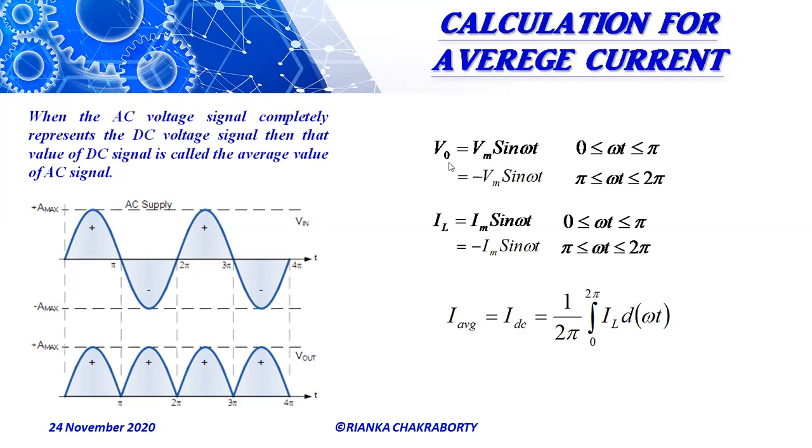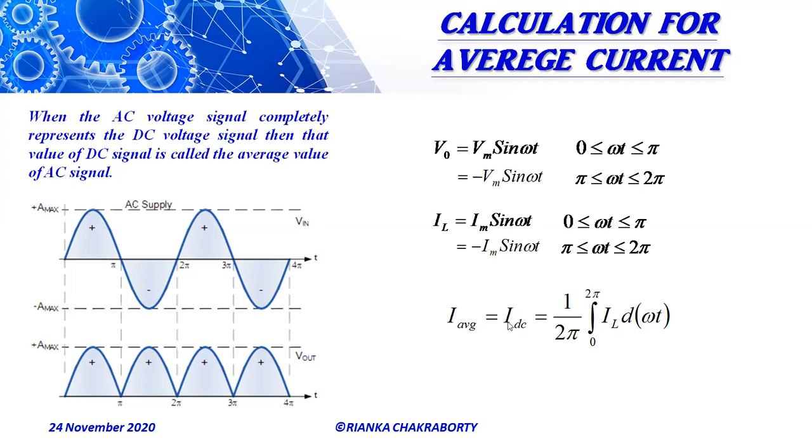So we can say that here V0 equals Vm sin omega t when omega t is between 0 to pi, and minus Vm sin omega t when omega t is between pi to 2 pi. This is for the negative half cycle actually. And IL equals Im sin omega t when omega t is between 0 to pi, and for the negative half cycle we can say that IL equals minus Im sin omega t when omega t is between pi to 2 pi. So this is the formula for average current calculation.